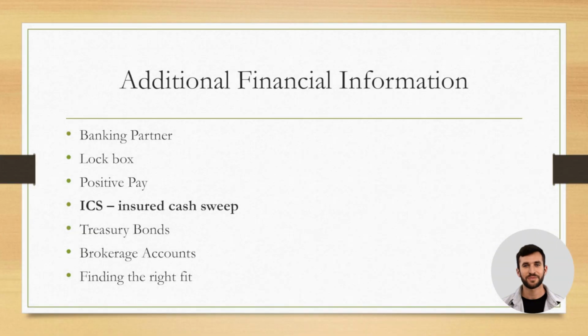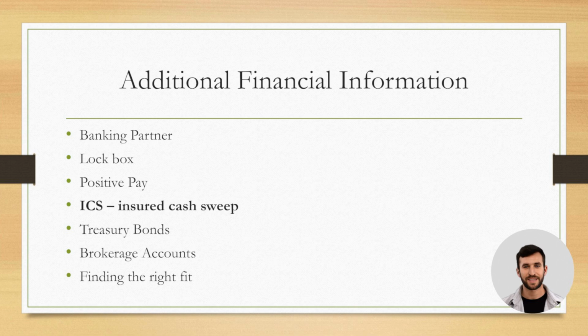The FDIC insures bank deposits up to $250,000 per depositor per insured bank. Associations with account balances exceeding this can pose a potential risk. To mitigate that risk, many banks offer a service called ICS. ICS works by automatically distributing or sweeping excess funds across a network of participating banks.